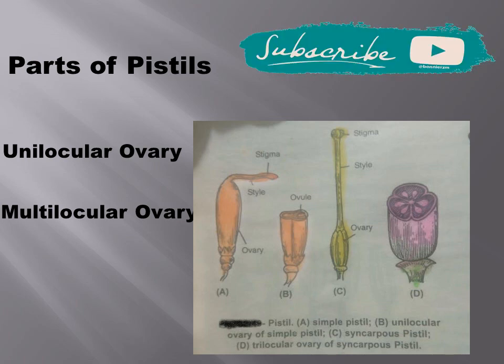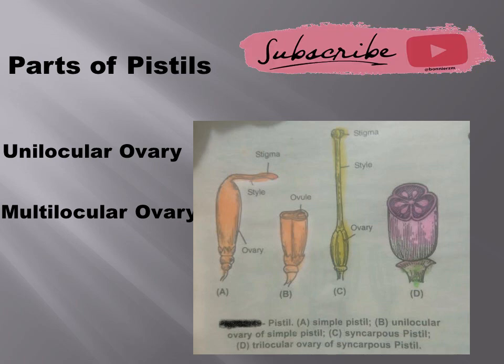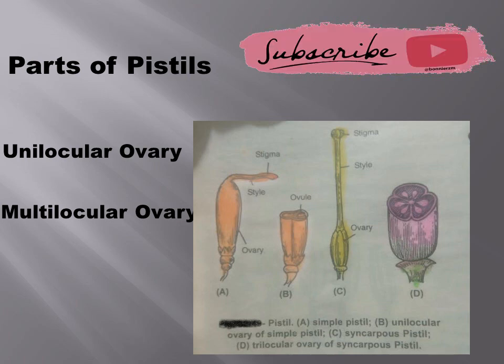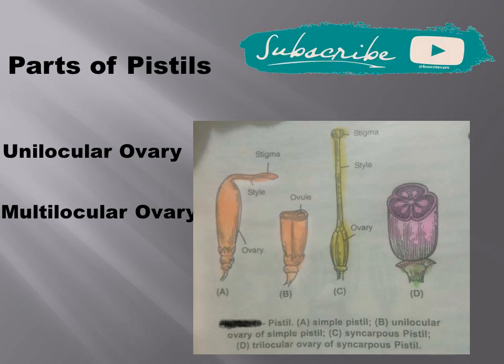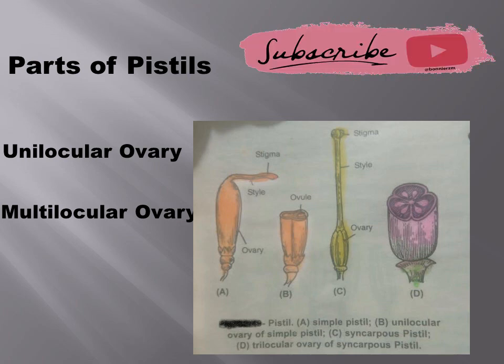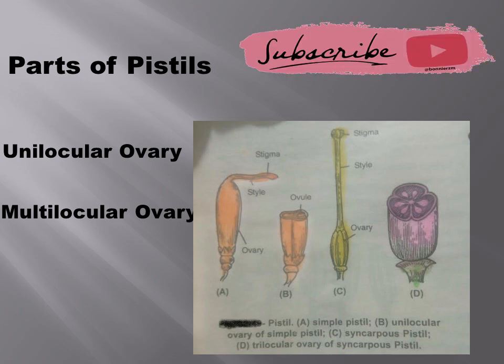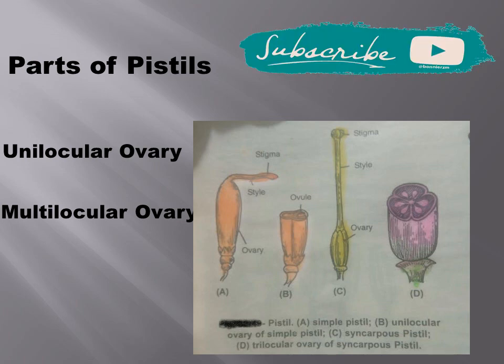So the unilocular ovary and the multilocular ovary are the 2 types of ovaries present in the flowers. Placenta is when the ovules are attached to the wall of the ovary by a small structure. This is called the placenta. So placenta is the place where the ovules are attached to the walls of the ovary.